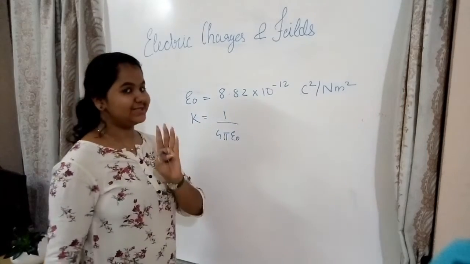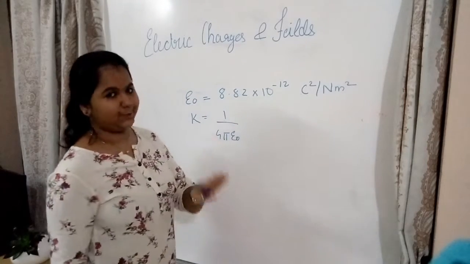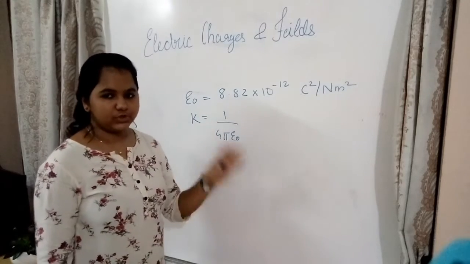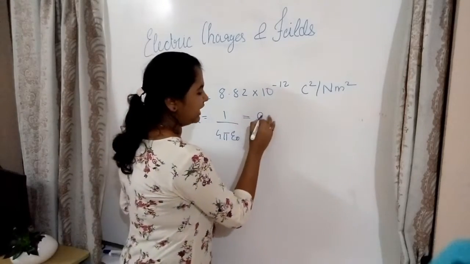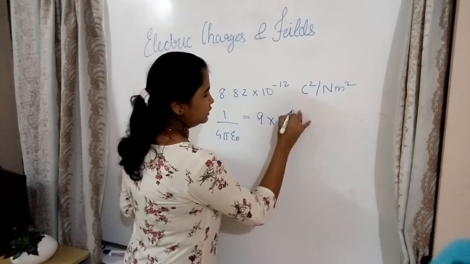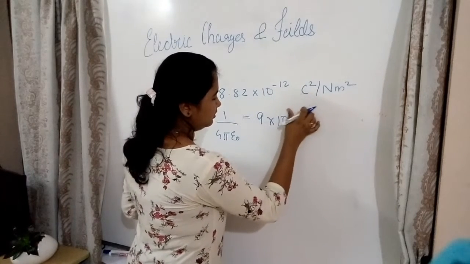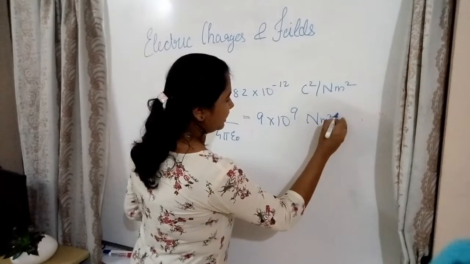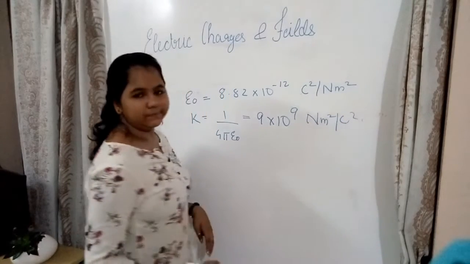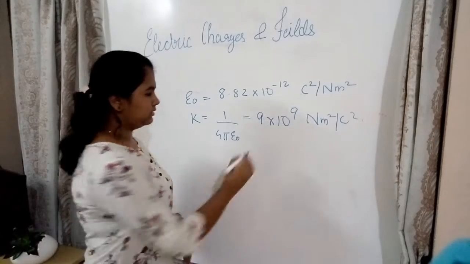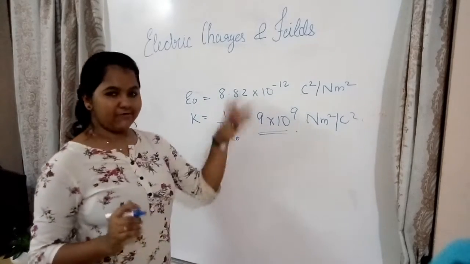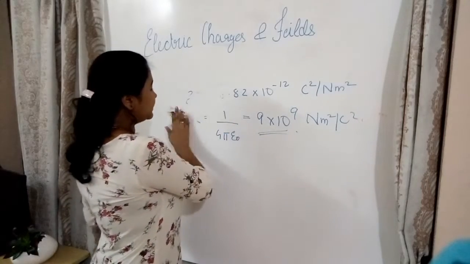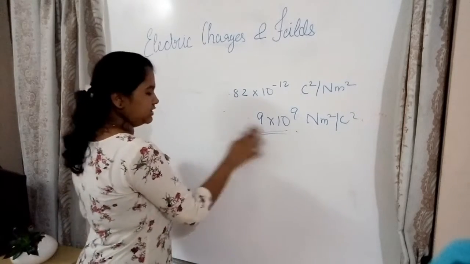So this is the value of epsilon 0. And then K. K is equal to 1 by 4 pi epsilon 0. We know the value is equal to 9 into 10 raised to 9 Newton meter square per Coulomb square. Okay. So these are the values.